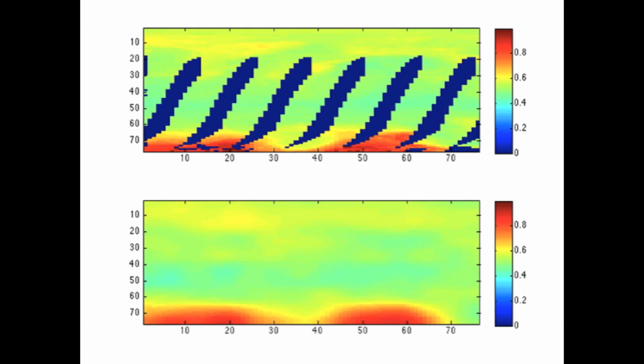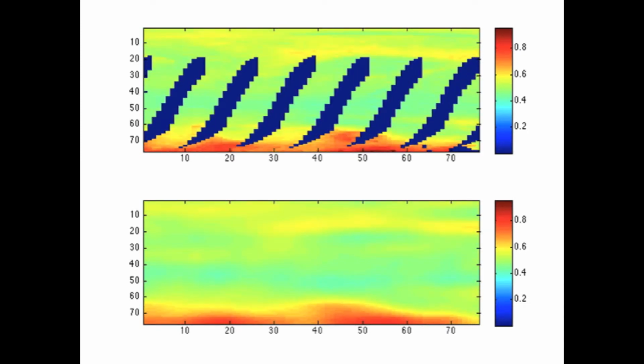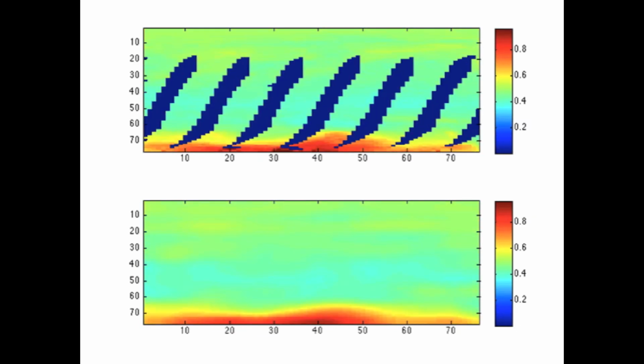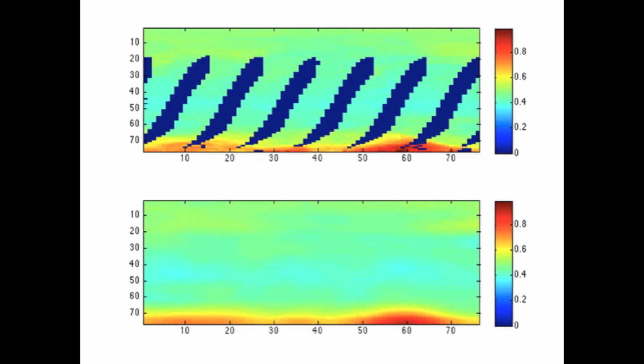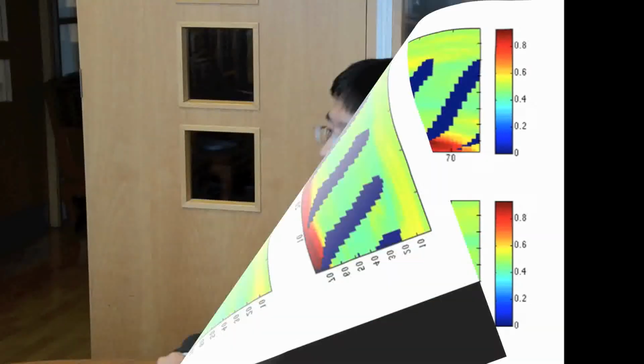So in this demonstration, we see the ozone density plotted over an area representing Earth with every frame being a different day. On the top, you can see the original measured data containing missing information. On the bottom, you can see the reconstructed data using our method. That's interesting.